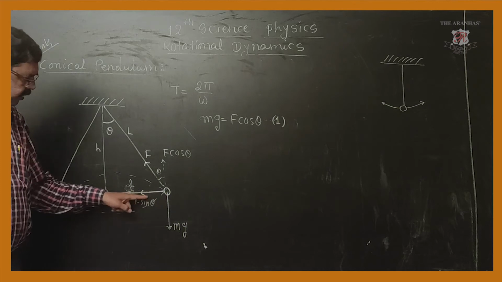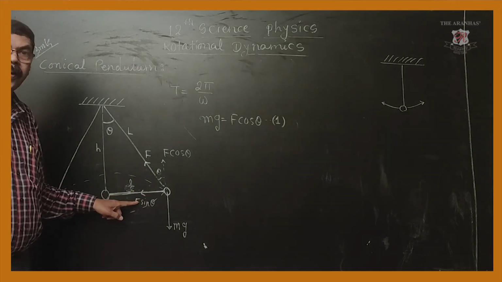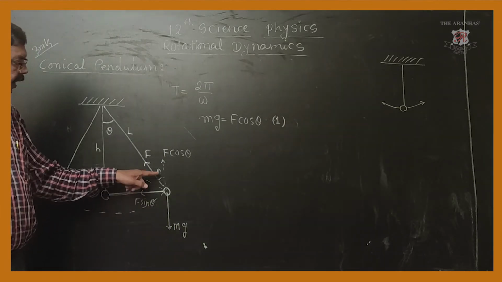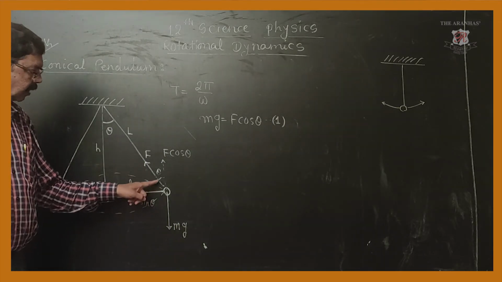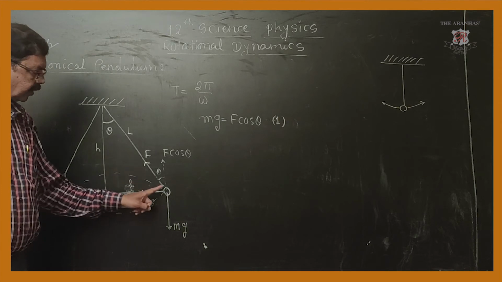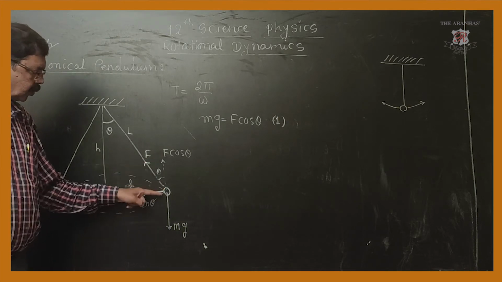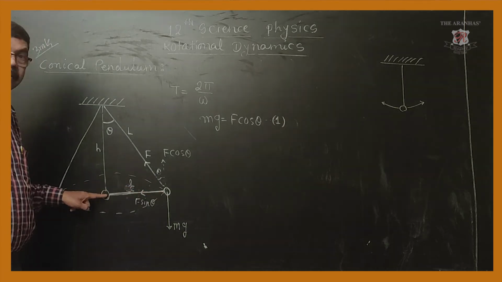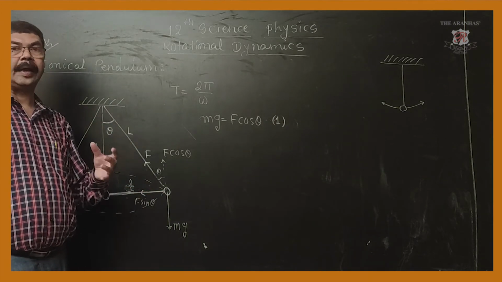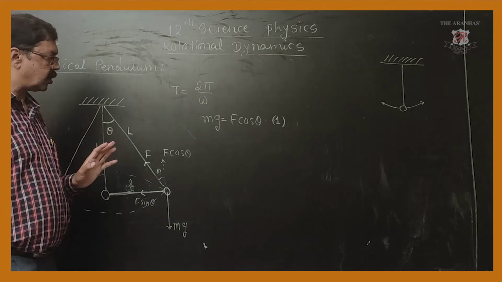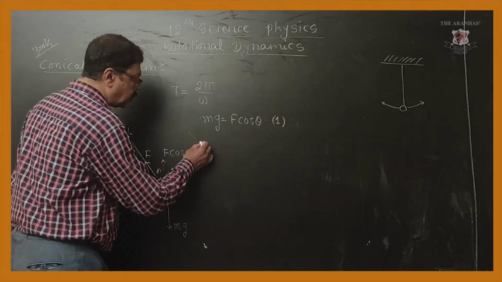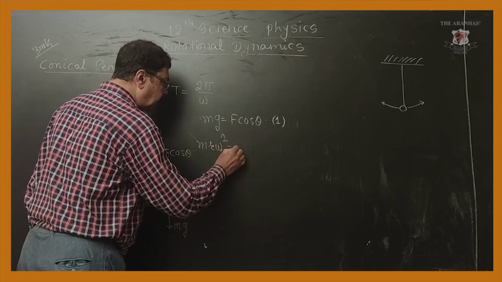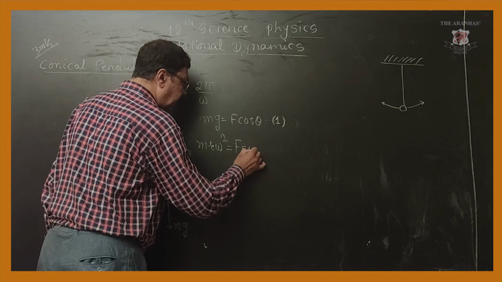Centripetal force F sin theta. Who is going to provide it? Centripetal force is provided by this component of tension. Tension is actually acting along the length of the string. You resolve this in two components. The component which is directed towards the center of the circle is going to provide centripetal force. So, now I am using mr omega square equal to F sin theta.